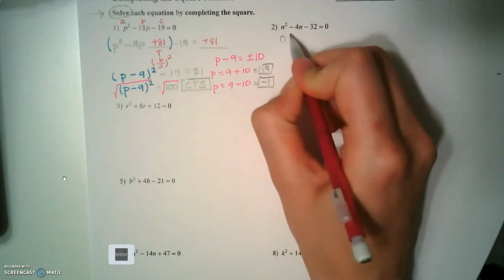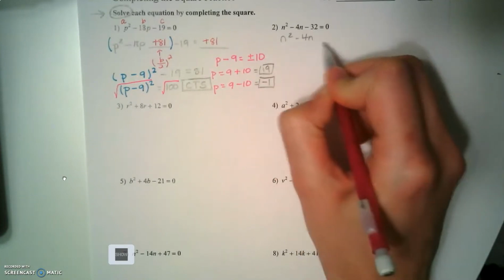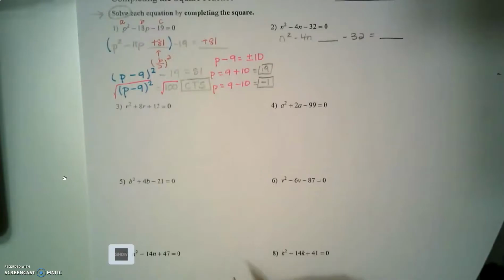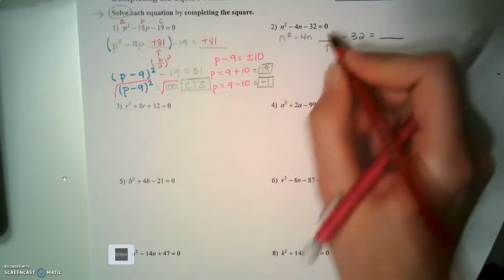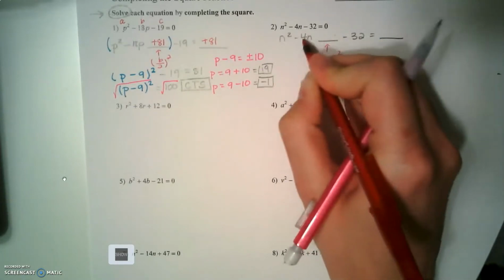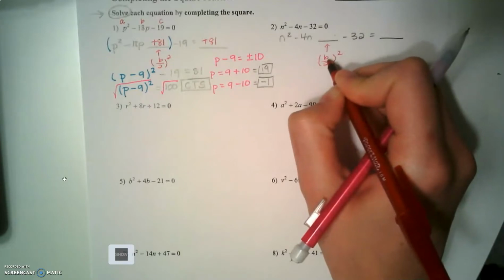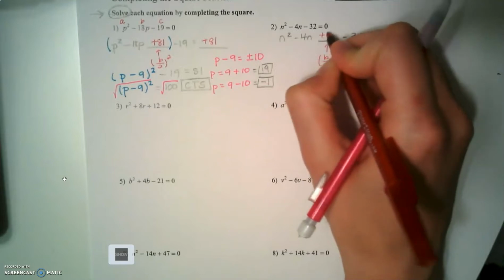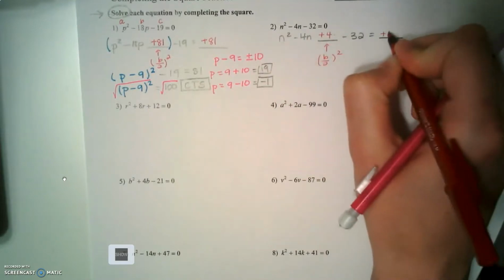Again, I'm going to rewrite this as n squared minus 4n minus 32. Again, in this gap, I'm going to put b divided by 2 squared. So half of negative 4 is negative 2. Negative 2 squared is a positive 4. And what you add to one side, you have to do to the other.